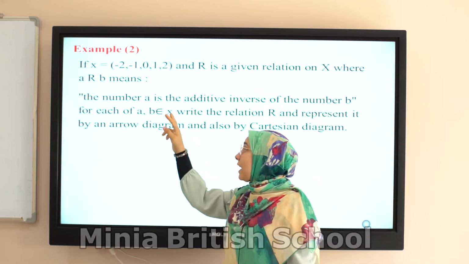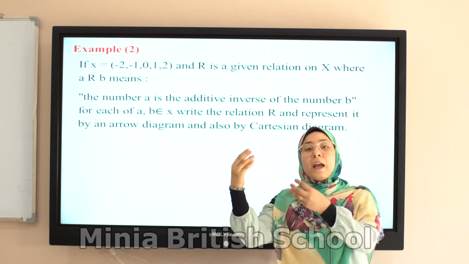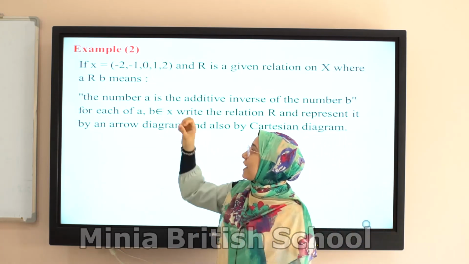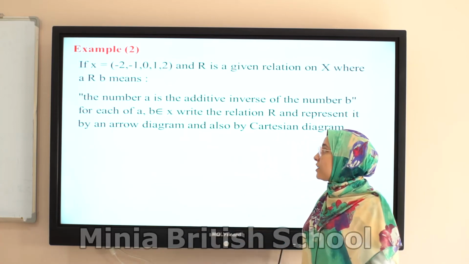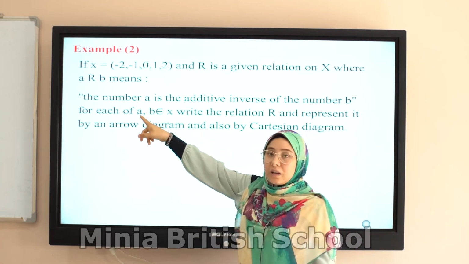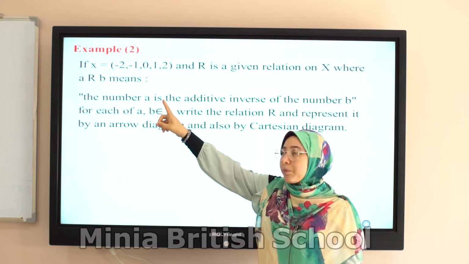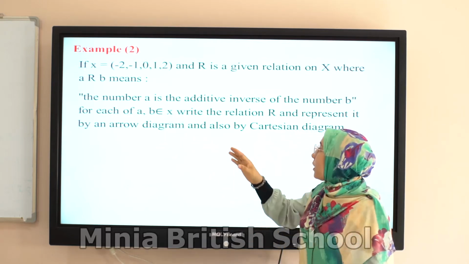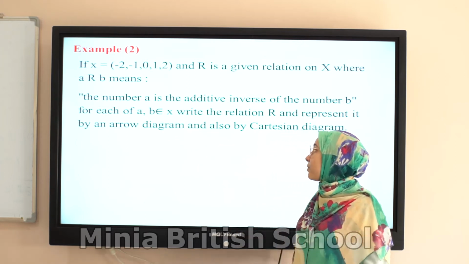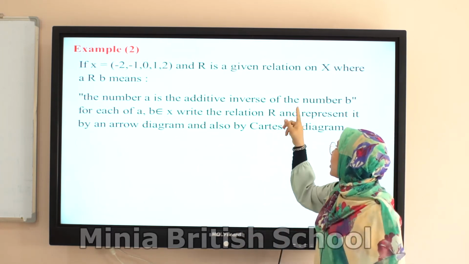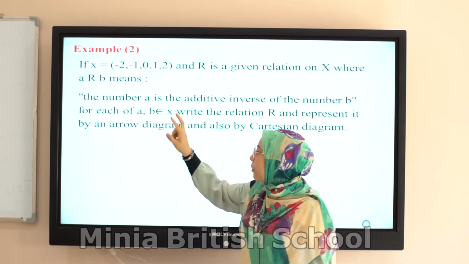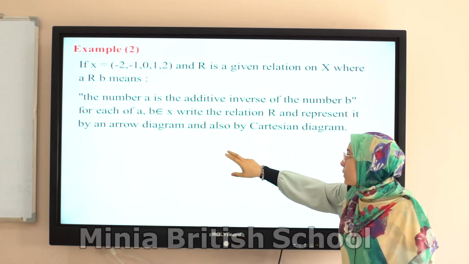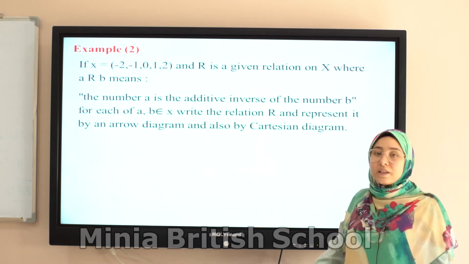For each A and P belonging to X. What is the meaning of A and P? A is the first projection in the order pair, and P is the second projection in the order pair. So A and P belong to X. Write the relation and present it by an arrow diagram and also by Cartesian diagram.